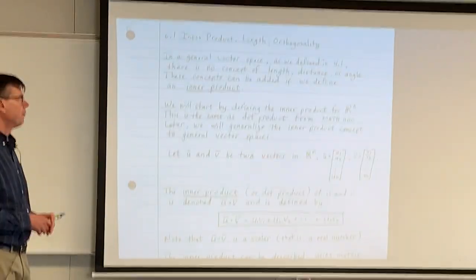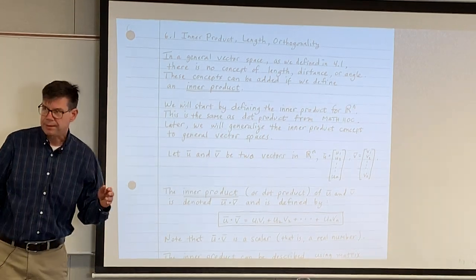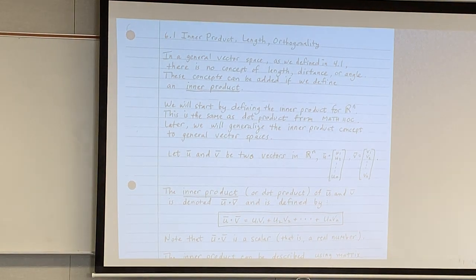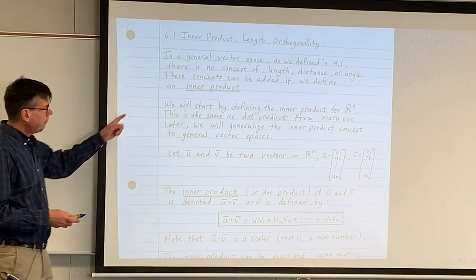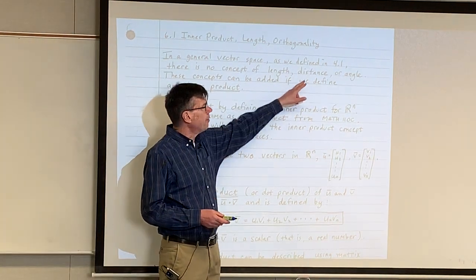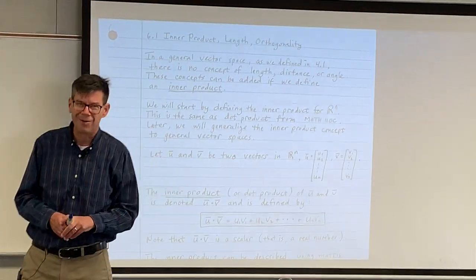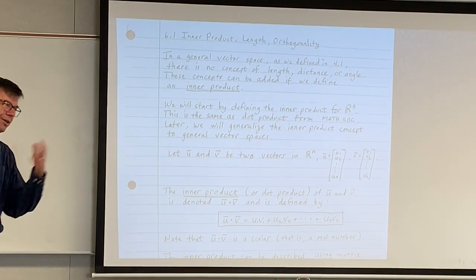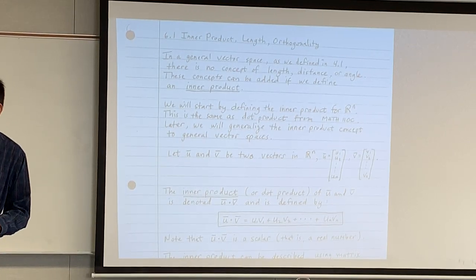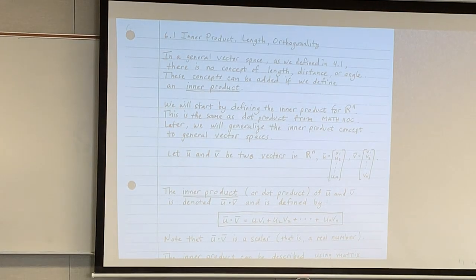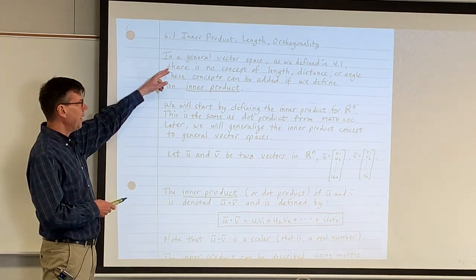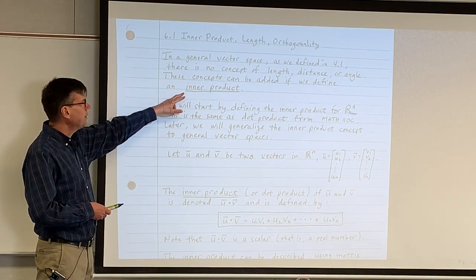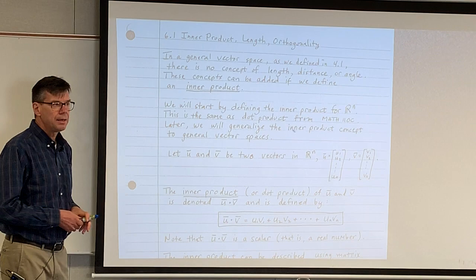Chapter 6. When you take that definition of vector space from chapter 4, there's no concept of length, of distance, or of angle. Now, we do have a concept of length, distance, and angle, because in 110C we learned more, that way of thinking of vectors in R3 and R2. But just from the general definition of vector space, there's no concept of length, distance, or angle. We can add these concepts if we define something called an inner product.